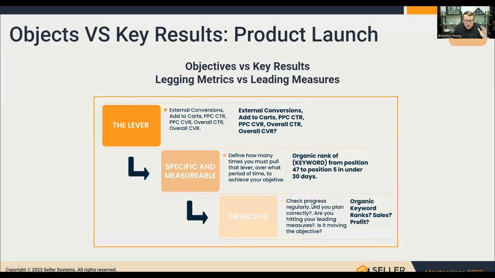Here's another one. Check the progress. Clearly, you get to the objective. Check the progress regularly. Did you plan correctly? Is it moving in the right direction? Are you hitting your leading measure? Is it moving the objective, right? So are the organic keywords moving in the right direction? Are the sales going up? Is the profitability going up? Those are the questions. Ultimately, what is that bottom objective?